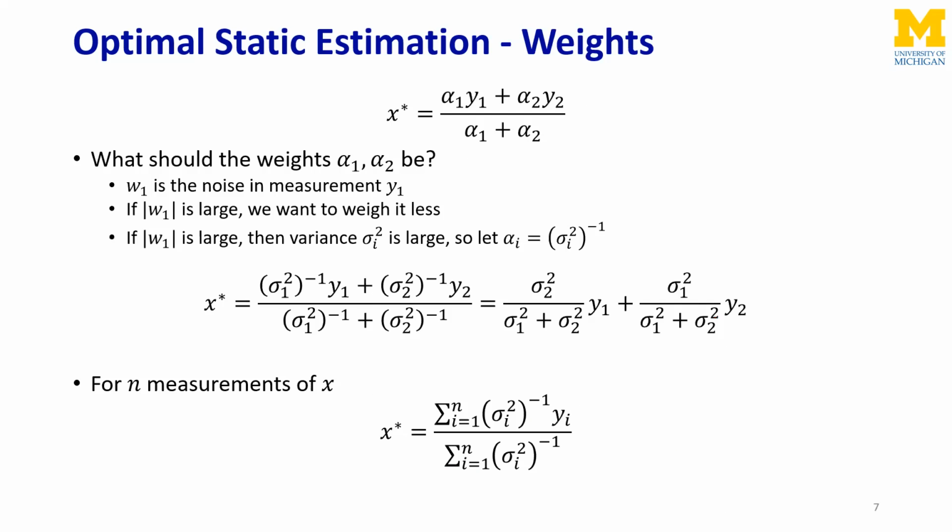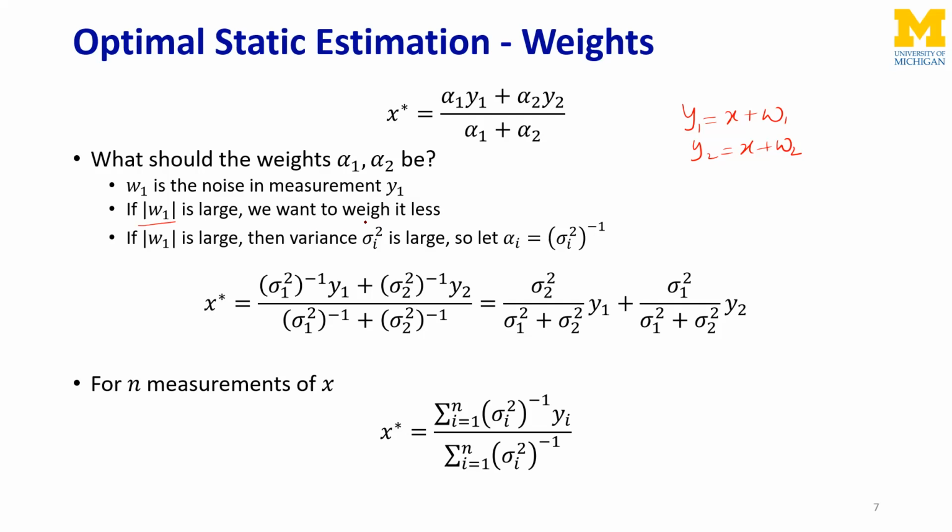So alpha 1 and alpha 2, we chose these weights. So we are actually free to choose these weights. Now, we have to choose these weights judiciously. And usually what people do is they try to use the noise characteristics of these sensors to set these weights. So we saw in the equation y1 equals x plus w1 and y2 equals x plus w2. These w1 and w2 are the noises. So if the magnitude of the noise w1 is large, obviously we would want to weigh it less.